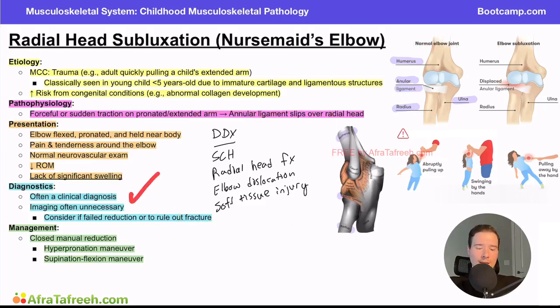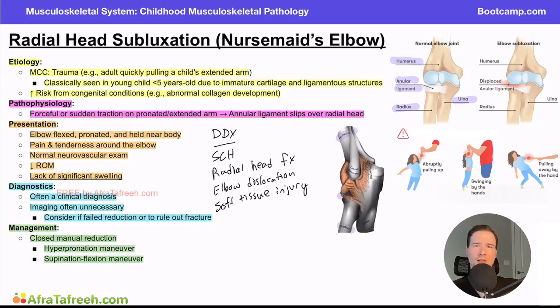When we think about the diagnostics here, it's often a clinical diagnosis and often doesn't need imaging. We talked about what the exceptions are. Well, neurovascular compromise would definitely be one of them. Management here is going to be reducing. A closed manual reduction of the arm can actually allow the ligamentous structure to return to its normal anatomic position.